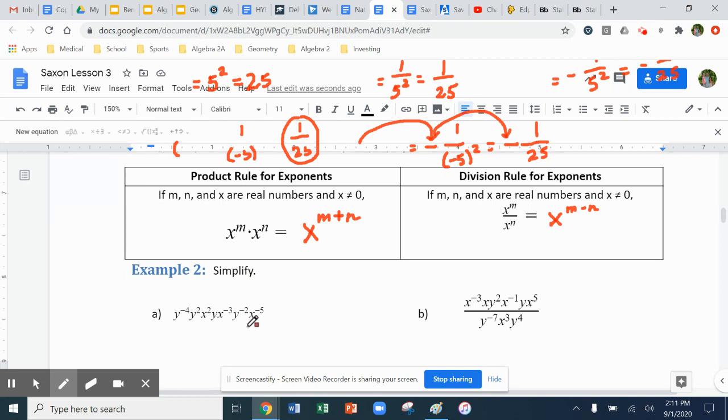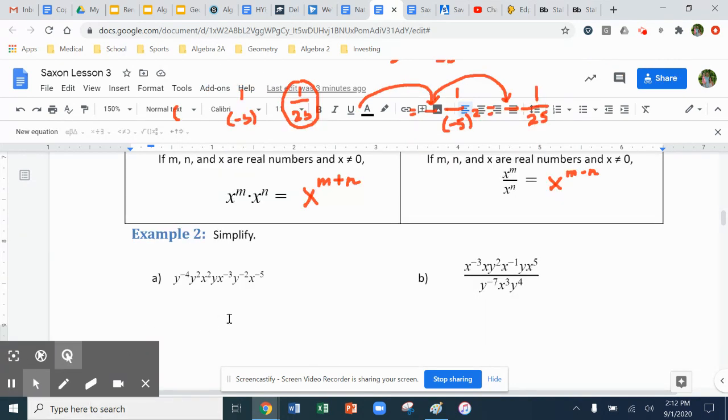Then below here, we'll use those two properties to start to simplify these powers down below. Focusing in on part A here, we have a product of all these powers. So we are going to use the product rule of powers.